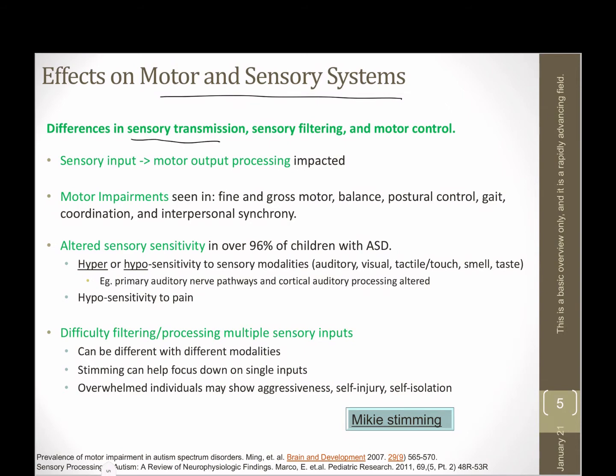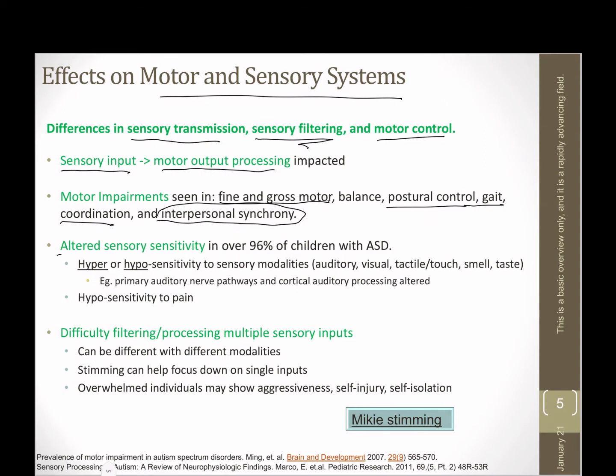We also had those effects on the motor and sensory systems, and we mentioned that not only do we have sensory transmission and motor transmission changes, but also those filtering issues with sensory. If you have sensory input changes, then motor output processing is also impacted, and you can often see changes in coordination, balance control, postural control, gait, fine and gross motor function, and then also interpersonal synchrony, which is kind of a combination between the motor function and that social communication function, and refers to when someone has certain body language or posture, you subconsciously model that posture.